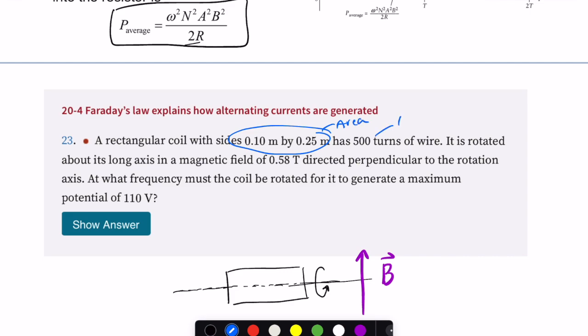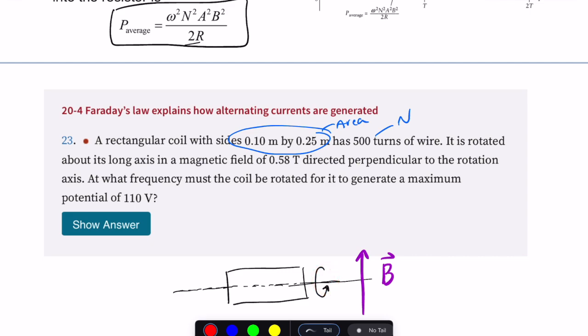And the number of turns, 500. And then this coil is rotated about its long axis. So that's what this means, right? If it's a rectangle, then if it's rotated about its long axis, then the axis of rotation is along the long side, okay? And so you're going to see this rectangle rotating either this way or this way, right?